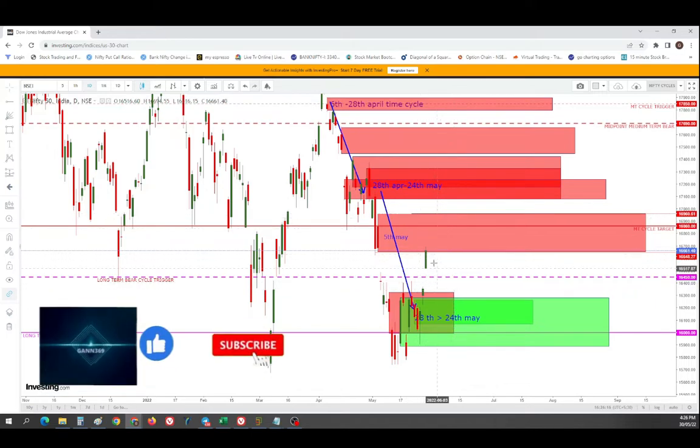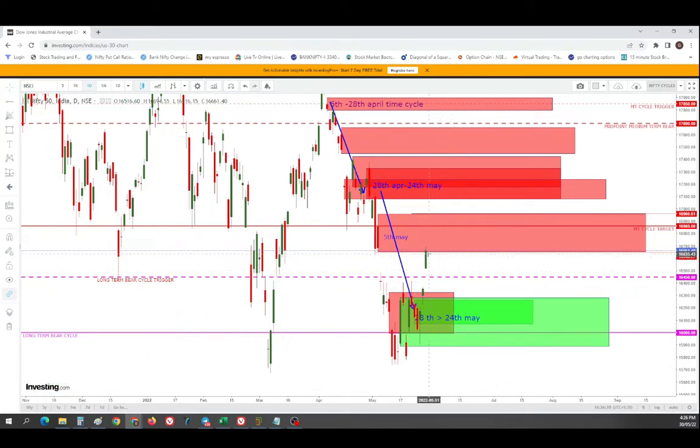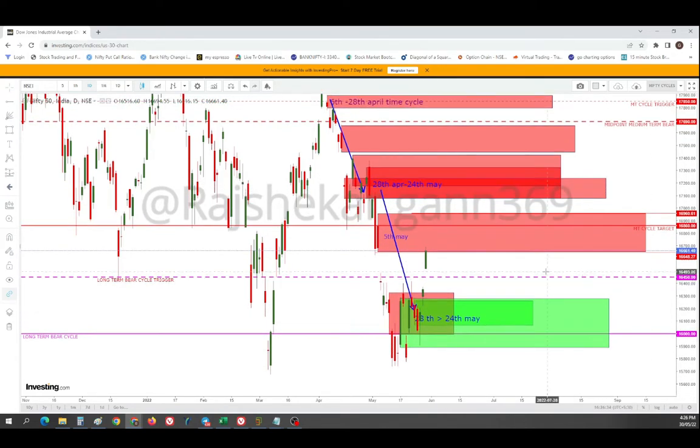See, the same price levels are indicated in Gann geometry as well. So in short, if you are long, trail it. If you are not long, please avoid, because this can give a pullback towards 16,500 and 16,200 as well, which is also the previous time support. I hope you understood.